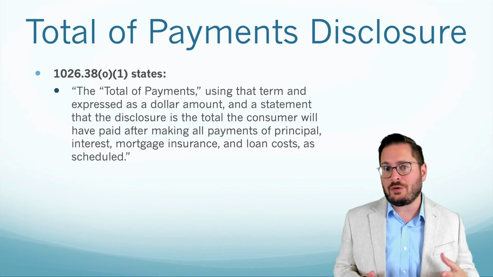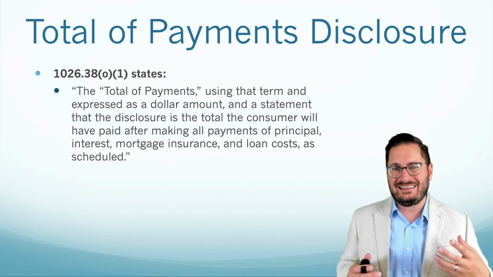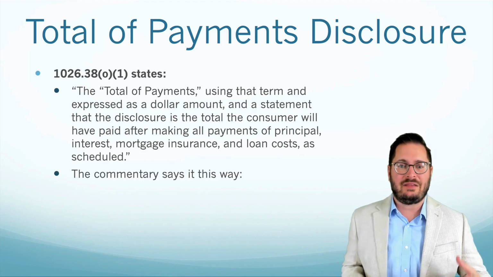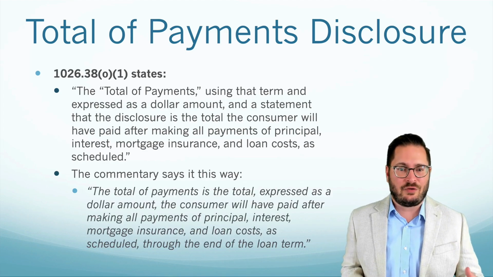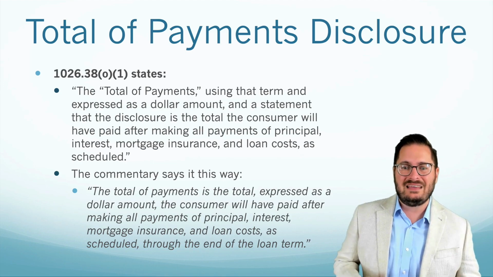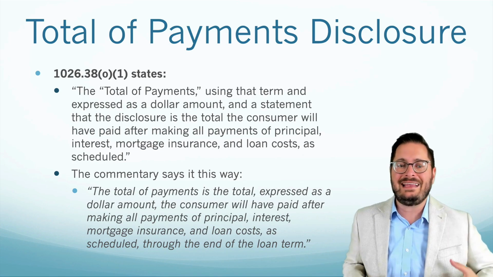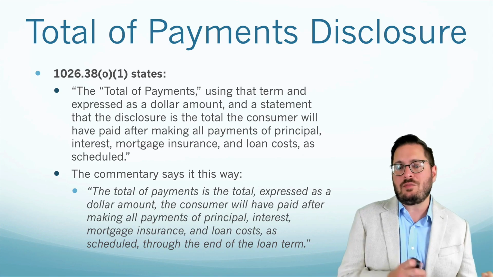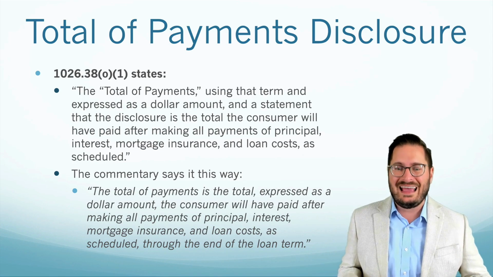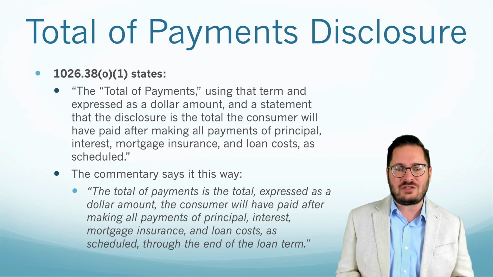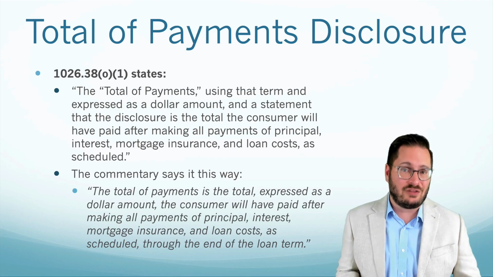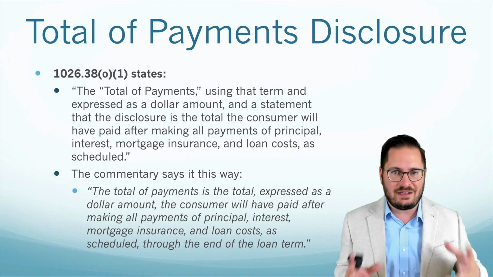So it's pretty straightforward. The closing disclosure gives us some guidance as to what is included. Now, the commentary says it a little bit different way. It says the total of payments is the total expressed as a dollar amount that the consumer will have paid after making all payments of principal, interest, mortgage insurance, and loan costs as scheduled through the end of the loan term. So it's everything you pay during the loan.